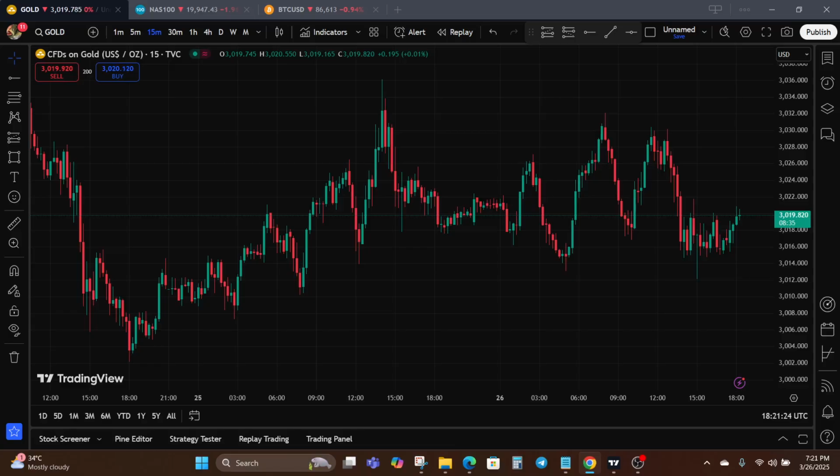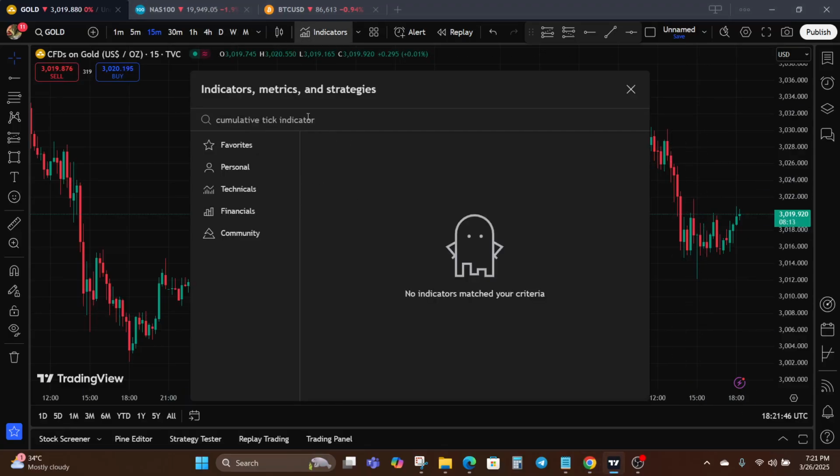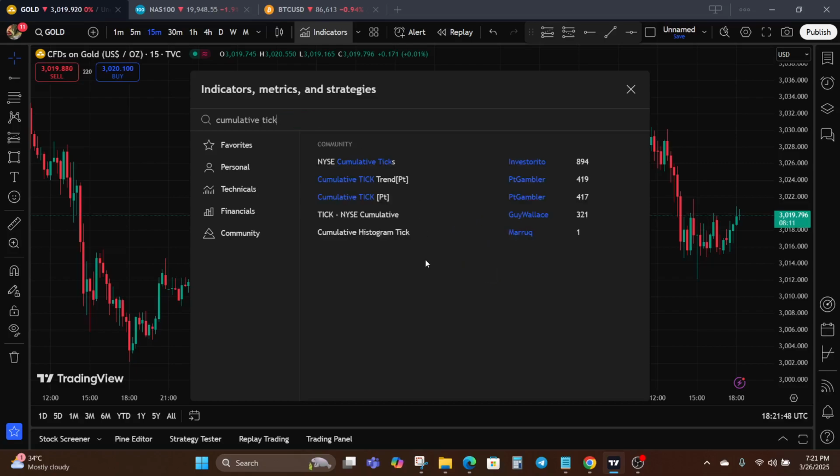If you are a trader looking to understand market sentiment and identify potential turning points, then the cumulative tick indicator could be a valuable addition to your trading toolbox. So let us just look at the indicator real quick. I'm going to add the indicator to the chart right now. Okay, the cumulative tick indicator.